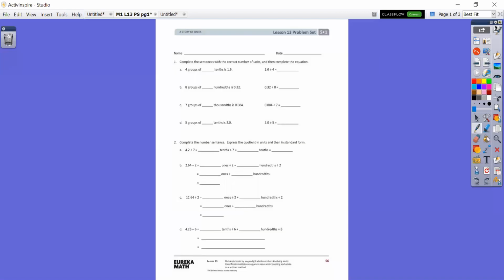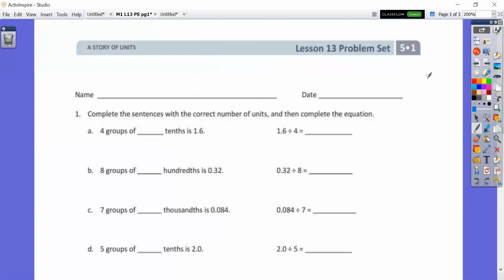All right, welcome to lesson 13 problem set. Let me zoom in here. 200% usually works well. And get my name on the paper. James. Again, this week, hopefully I'll be showing you how to do these problem sets virtually as well. I'm going to change color to blue today.